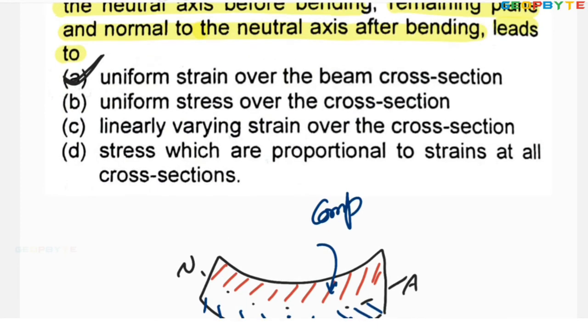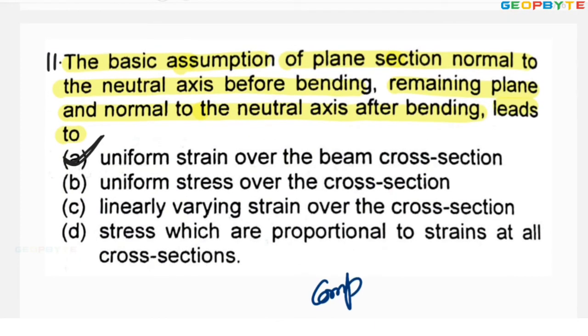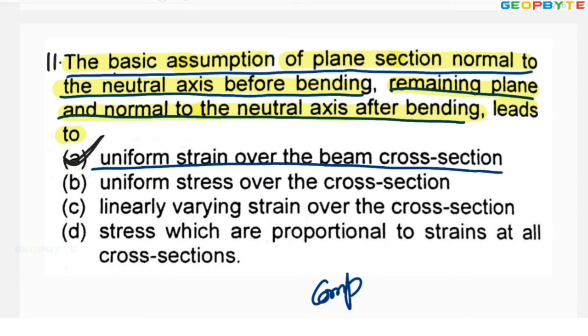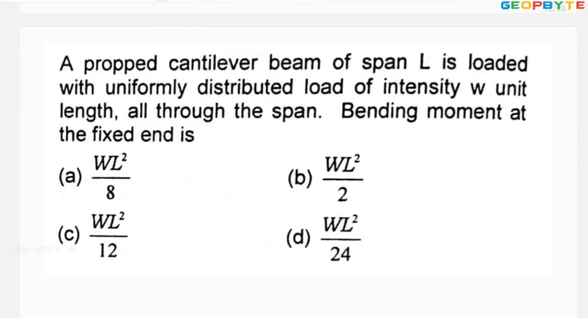So let us go for the options once again. The basic assumption of a plane section normal to the neutral axis before bending remaining plane and normal to the neutral axis after the bending leads to the uniform strain over the beam cross section. Absolutely correct. I hope you clearly understood. Let us go for the next problem. Look at the next problem.